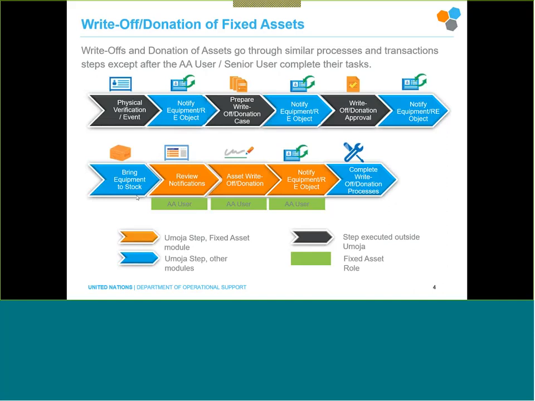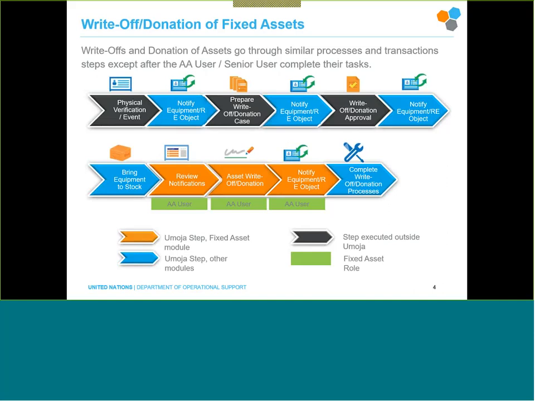But I wanted you to see the whole process to understand a little bit. So let's start very quickly. This asset that needs to be written off or donated is identified as part of a physical verification process or is triggered by some specific issue or event. So this is the first step. This is the step that triggers all the process.